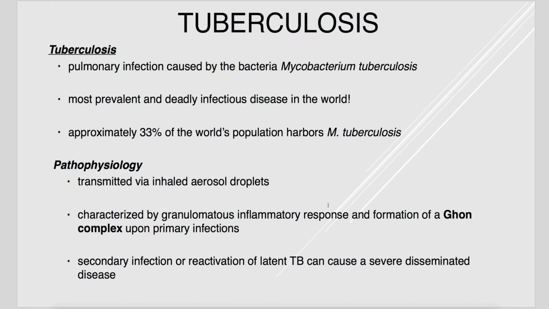Okay, then we talked about tuberculosis, which is a pulmonary infection spread by aerosol droplets. This is the most prevalent and deadly infectious disease in the world. And I've said it before, I'll say it again. 33% of the world's population is colonized with Mycobacterium tuberculosis. It's around. Now, of course, 1/3 of the world's population doesn't have active TB, but it's out there.